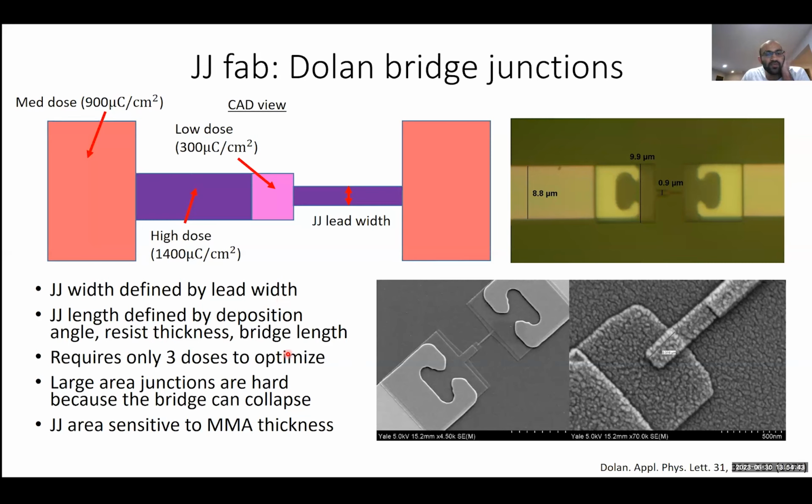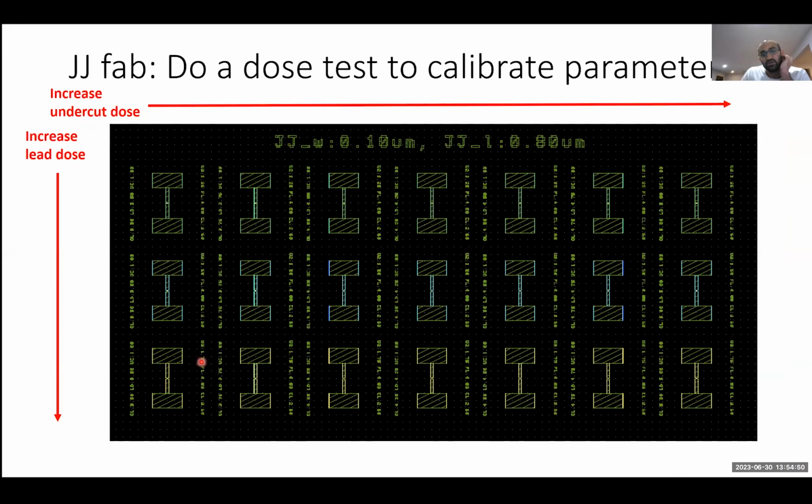So one thing that's important to do as a result of these potential inconsistencies is a dose test in order to calibrate your parameters. In a dose test, you make an array of junctions and pads in order to be able to probe them, and you vary the doses of specific regions along this array.